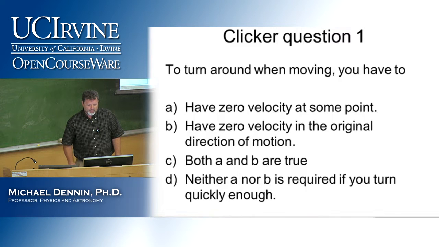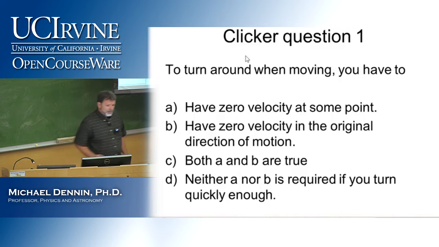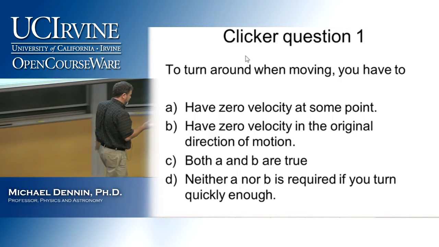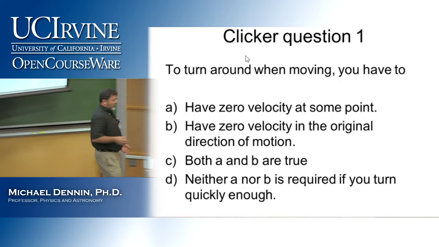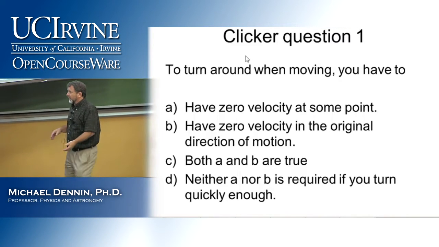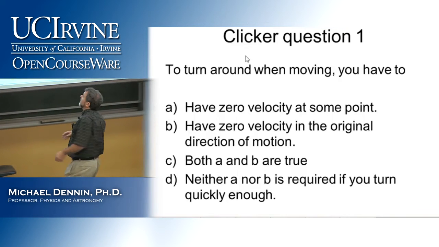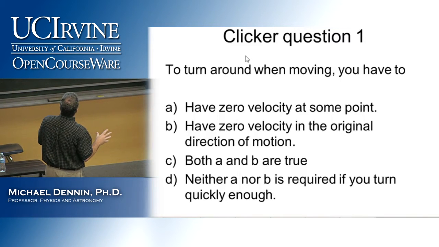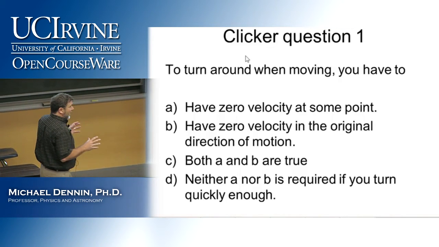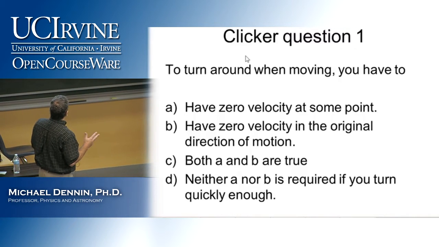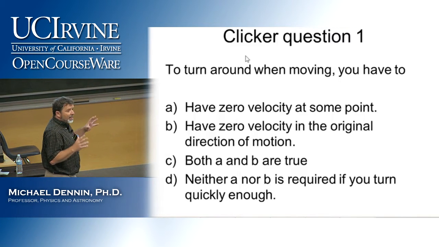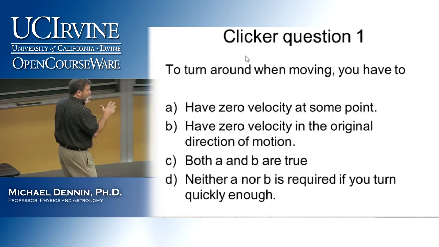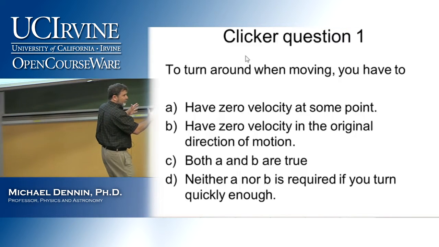And the idea is the following. One of the most fundamental things we do in motion is we turn around, right? I'm walking this way. I'm going to hit the wall. So I've got to turn around and walk this way. Now, if I'm going to turn around, I have a couple of choices. At some point in my motion, I might need to have 0 velocity. Or, at some point in my motion, I might need to have 0 velocity in the original direction of motion. I could also use the word speed here because I'm talking about just the component, or the part, of my velocity that's in my direction of motion.